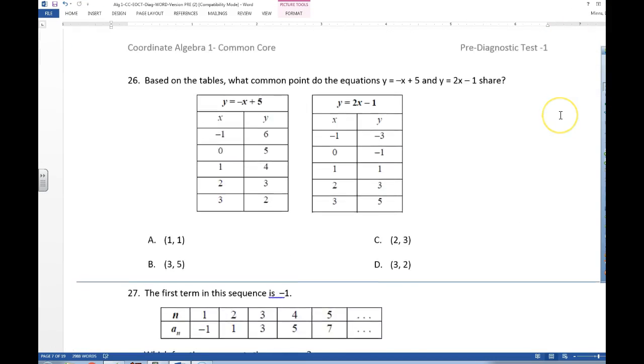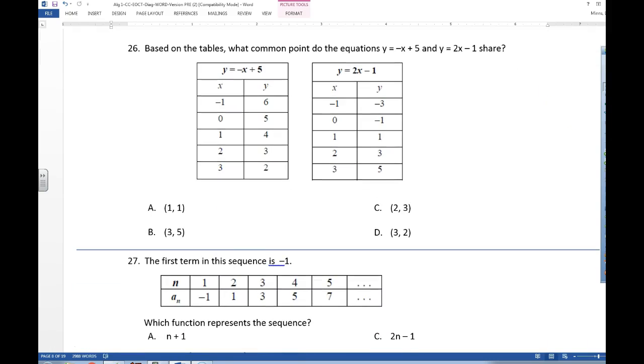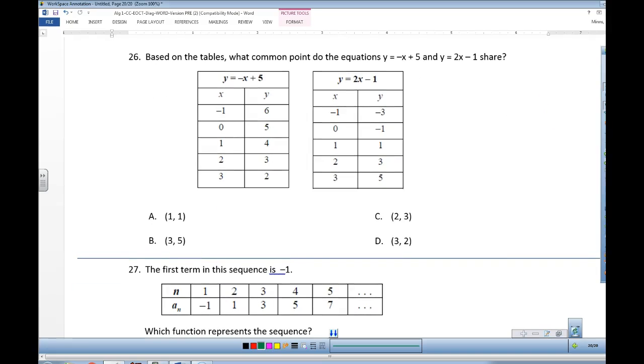Alright, turn the page. Number 26, golly gee, probably the easiest problem on the page. It says, based on the two tables, what common point do these two equations share? All we're doing is looking for a common point. I have 2, 3, I have 2, 3. 2, 3 is the common point, C.